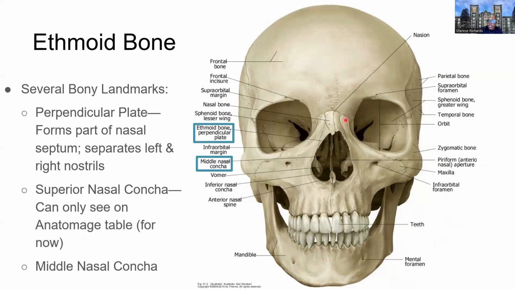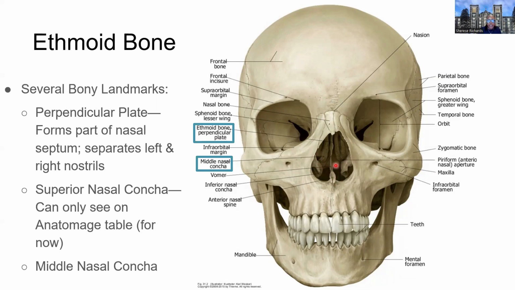Other interesting projections that we can find are the perpendicular plate. This goes right down and is continuous with the nasal septum. So the perpendicular plate divides the top of the ethmoid bone, and the continuation of that is what forms the nasal septum. Now that is going to help separate the nostrils and the left and right nasal cavity.